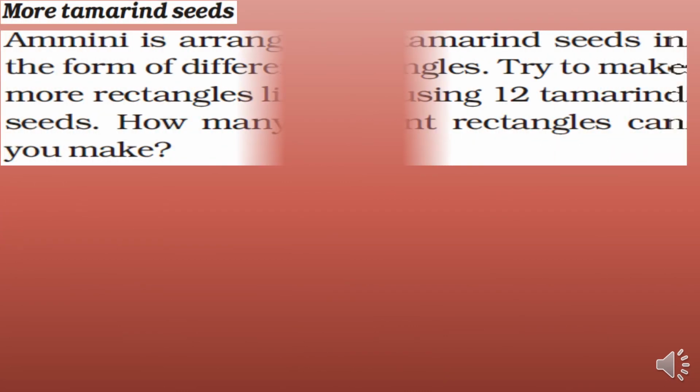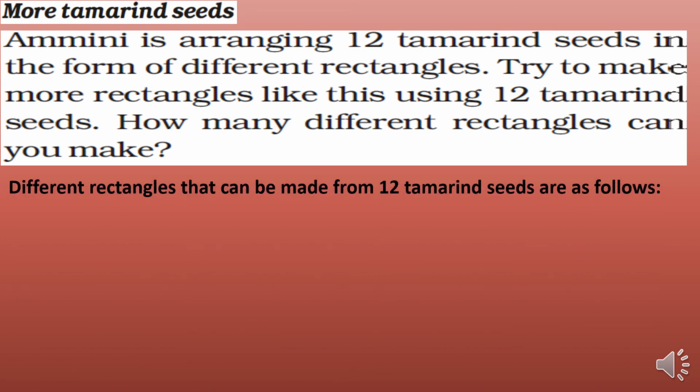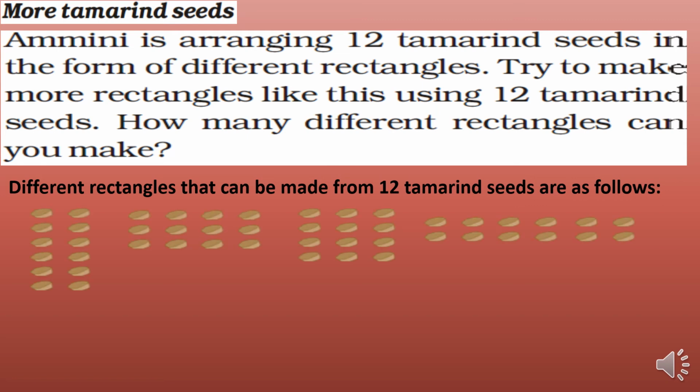More tamarind seeds. Amini is arranging 12 tamarind seeds in the form of different rectangles. Try to make more rectangles like this using 12 tamarind seeds. How many different rectangles can you make? Different rectangles that can be made from 12 tamarind seeds are as follows. See here, you can make 2 by 6 or 4 by 3 or 3 by 4 or 6 by 2.